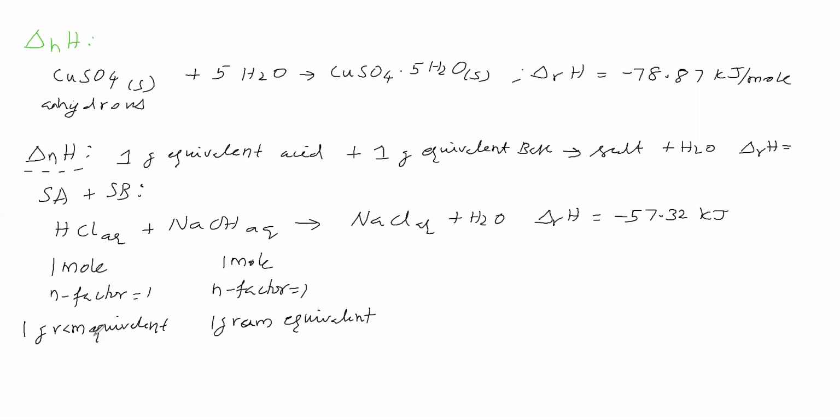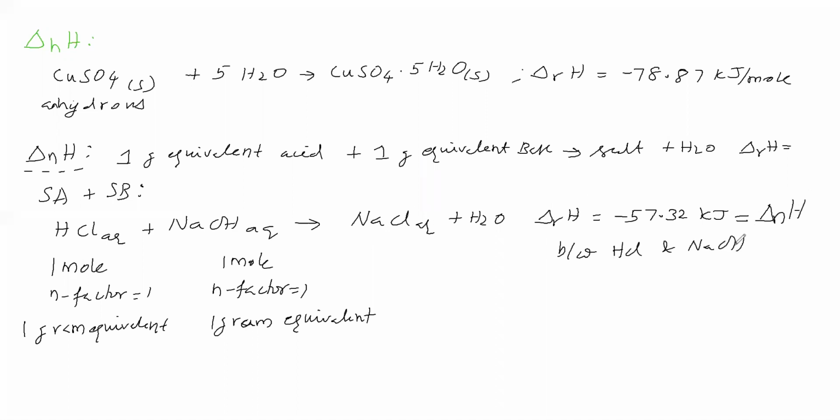So here, how much HCl is reacting as per stoichiometry? 1 gram equivalent of HCl is reacting with 1 gram equivalent of sodium hydroxide to give salt and water. Therefore, when 1 gram equivalent of acid reacts with 1 gram equivalent of base, the heat involved is called the enthalpy of neutralization. Therefore, we can say this is the enthalpy of neutralization between HCl and sodium hydroxide.